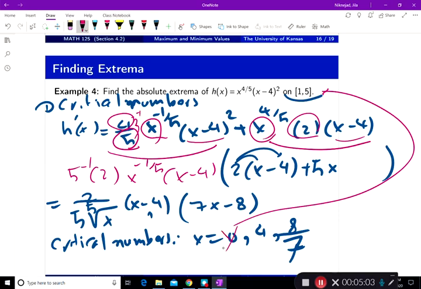It's a critical number, but we don't count it in this problem. x equal to 4 is included in here, and x equal to 8/7 is included. So the next step is we evaluate f of 4, which is easy to do. If I plug it in here, I get 0. And the other thing that we want to evaluate is f of 8 over 7. That one we have to plug into our calculators.